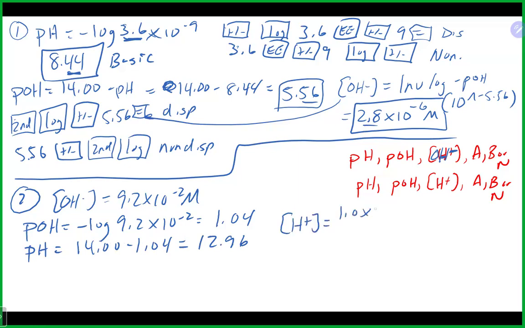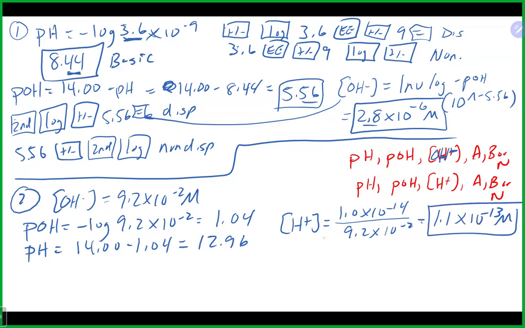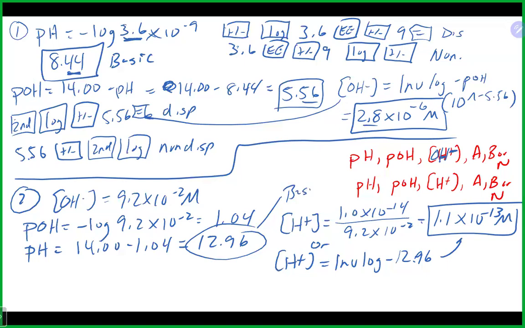H plus would be 1 times 10 to the minus 14 divided by 9.2 times 10 to the minus 2. And we'll end up with here, looks like 1.1 times 10 to the minus 13 molar. Or, again, you could do H plus as the inverse log of the negative 12.96. Should also get you there as well. Any questions on that? I guess this 12.96 would be basic as well. Yeah. Any questions on any of those there?